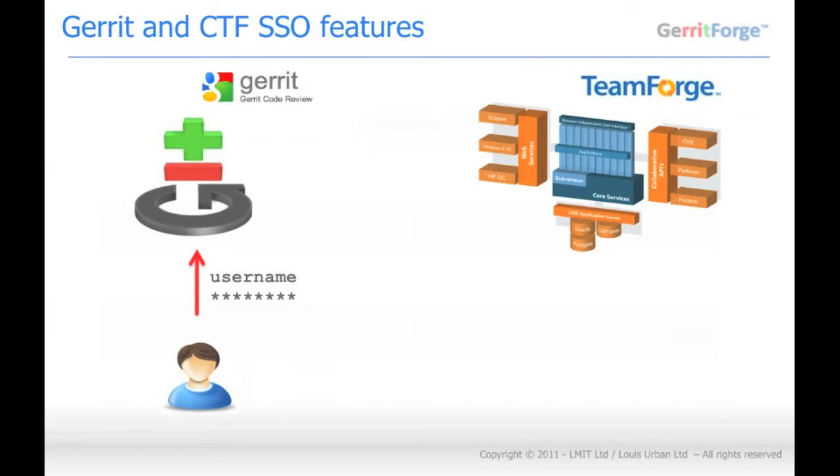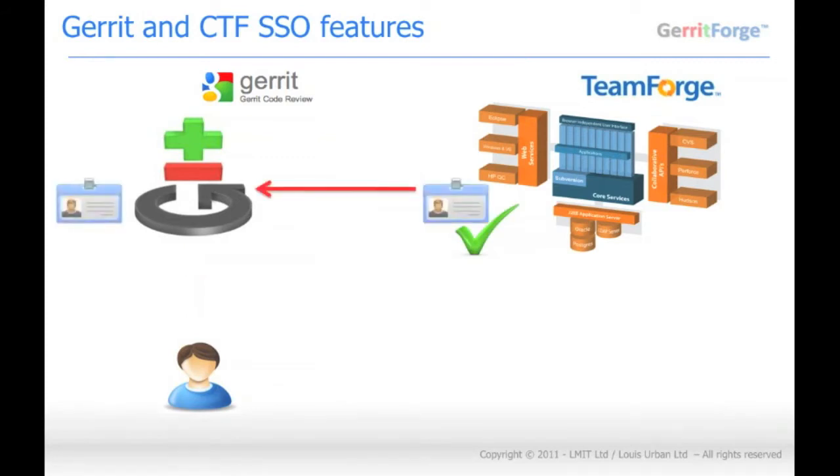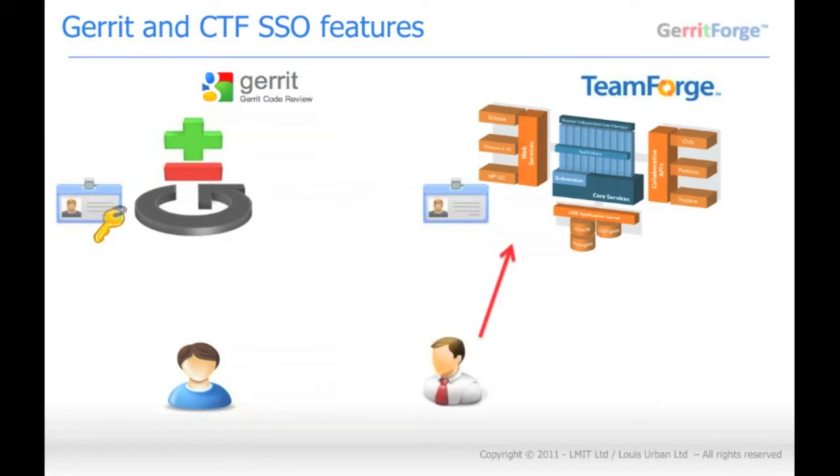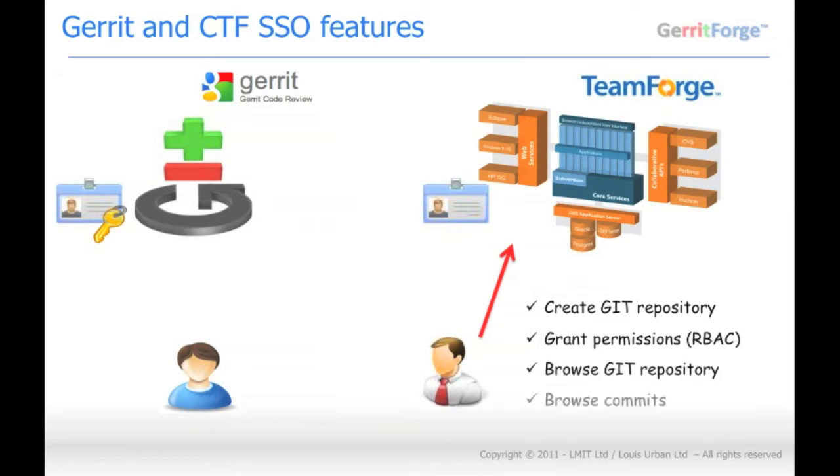User accounts are validated using TeamForge authentication. They are self-provisioned with their full user details when they are used the first time from the Gerrit Web Console. You can add an SSH public key through Gerrit user preferences. Everything else is done through TeamForge. Create a Git repository, grant access permission through your existing roles, browse your Git repository and the latest commits.